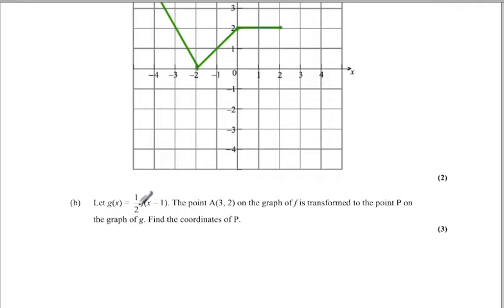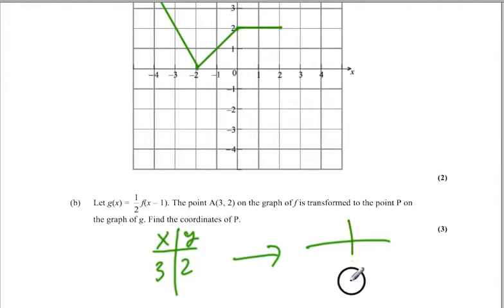Let's go back here. Now, let g of x equal half f of x minus 1. The point (3, 2) is on the graph, then it's transformed. Find the coordinates of P. So again, we can do this the same way as we did before. So we have (x, y), which is (3, 2), and we want to see what the transformation is.